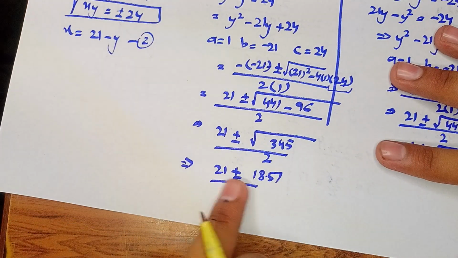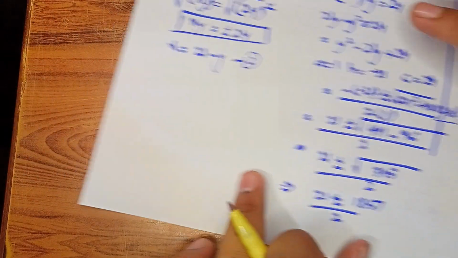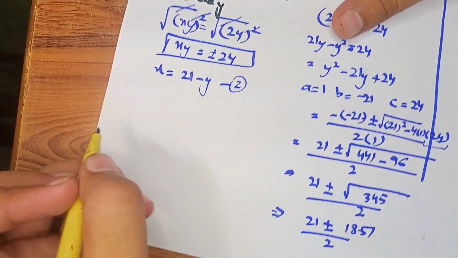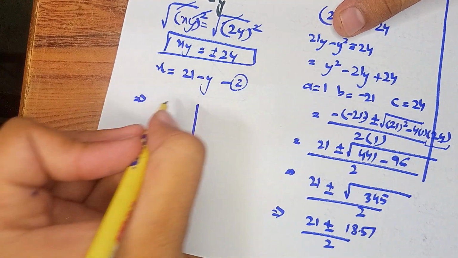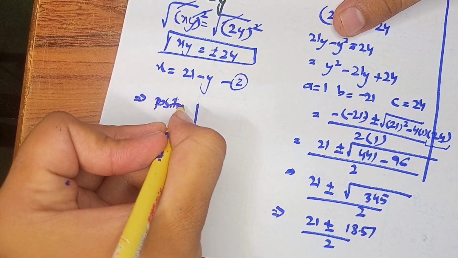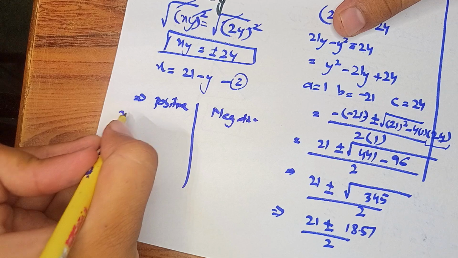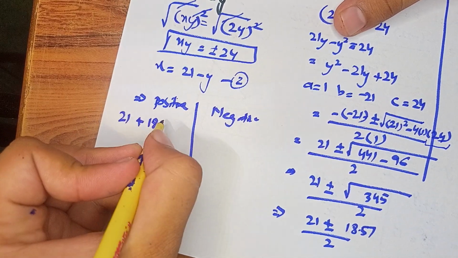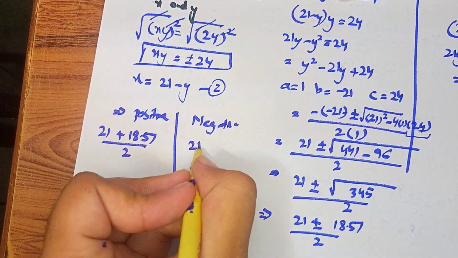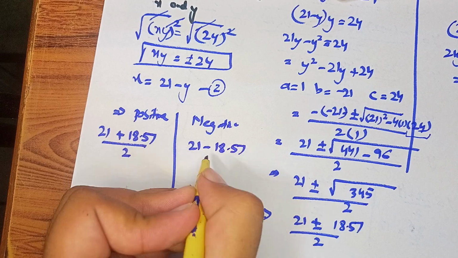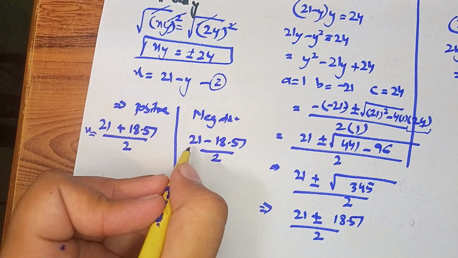So this is our equation, and already this comes out the same as it is. Okay, but some difference is possible, so we will solve it later. Two places, positive and negative. At the positive side, 21 plus 18.57 divided by 2, and at the negative side, 21 minus 18.57 divided by 2. Okay, and this is our x answer, this is our y answer.